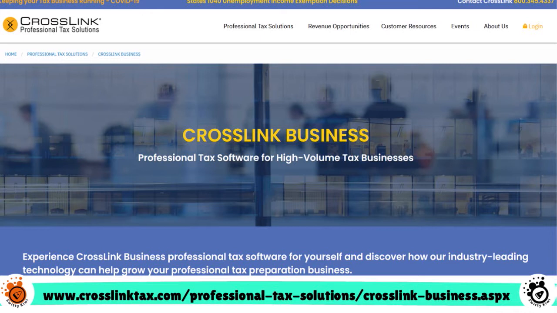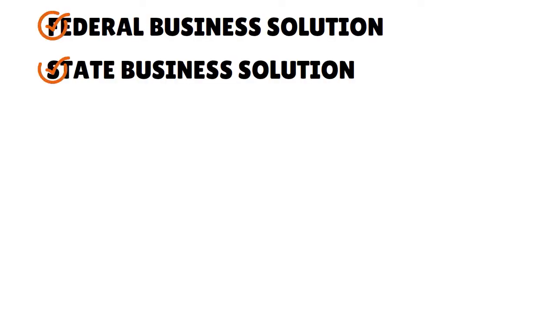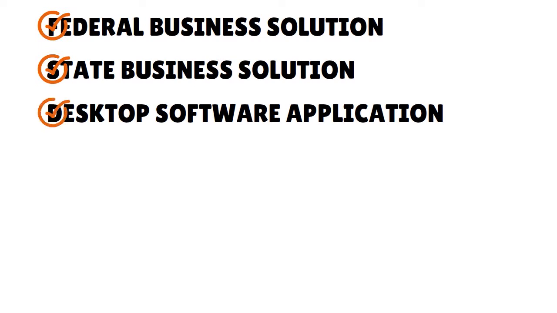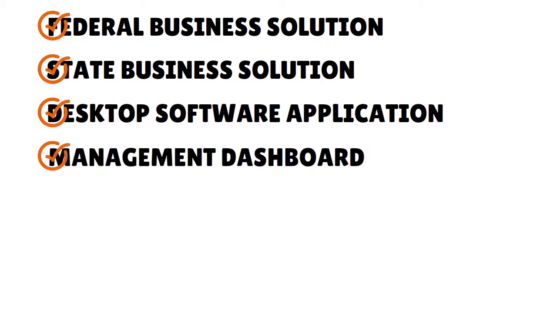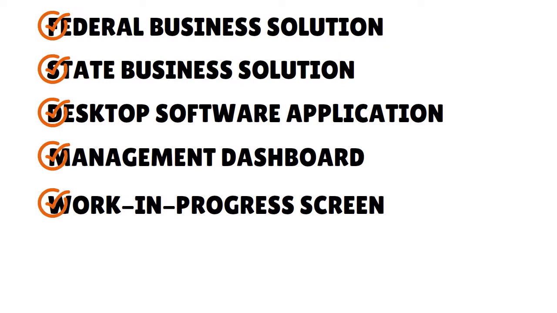One thing I want to say here is that based on our analysis, CrossLink business allows you to do a lot of things. You have federal business solution, you have state business solution, you have a desktop software application that is constantly being updated. So every tax season, they are constantly innovating. They have the latest tax law changes embedded. This is really good. We love the management dashboard. They also have a work in progress screen. And the work in progress screen allows you to see exactly what's really going on in terms of the filing.